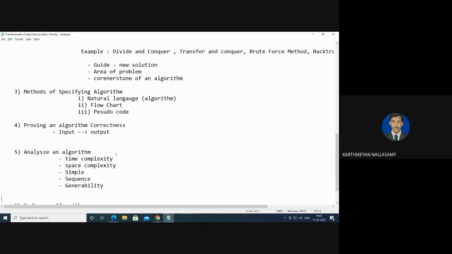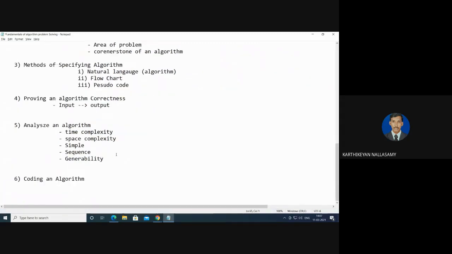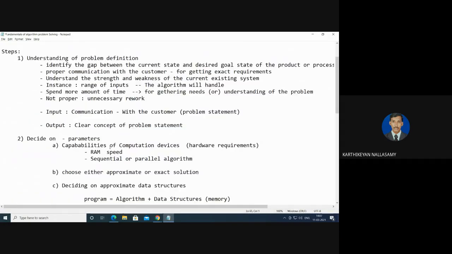And the next thing is coding an algorithm. Coding means we implement the algorithm in a specific language according to its syntax. Once it is successfully implemented, it will be tested, meaning it will be debugged. We are going to find the logical mistakes and so on; it is debugged, tested and also verified. So these are some of the basic steps we need.